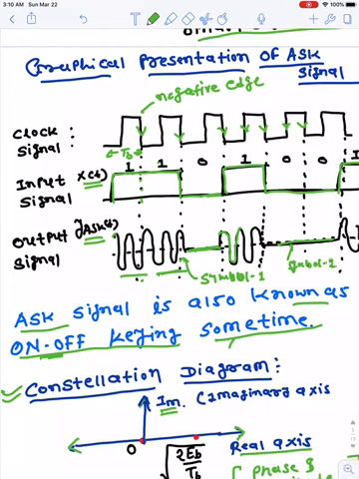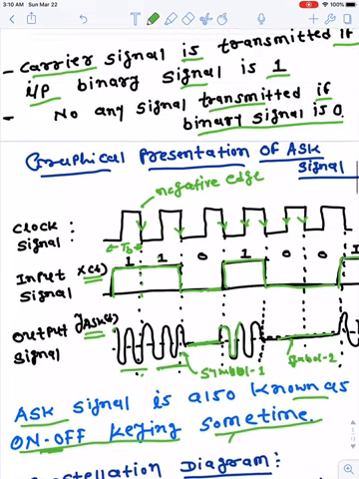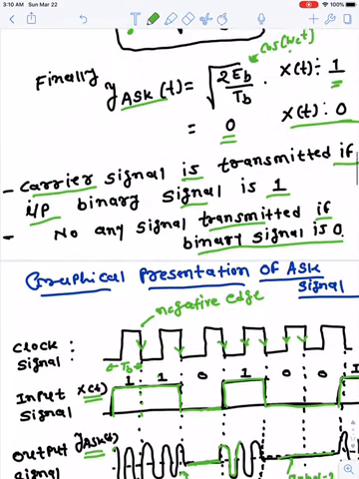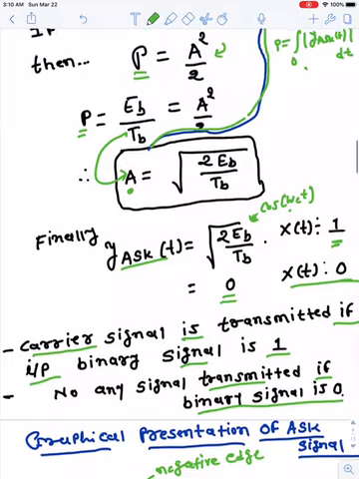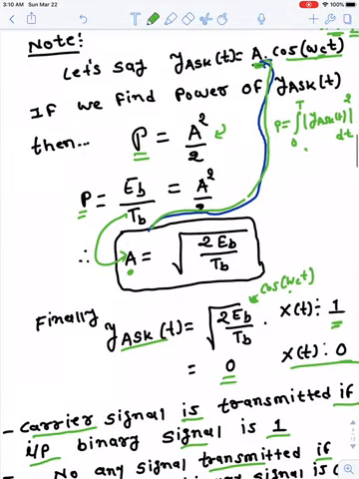So symbol 1 is nothing else but simply represented with only the amplitude. Here symbol 1 is simply square root of 2 EB by TB, and this is a real part. It doesn't have any phase inclined with it. It's not a complex value, nothing, it's simply a real part. And the other symbol can be represented by 0.